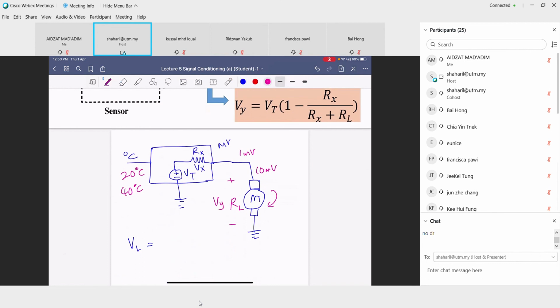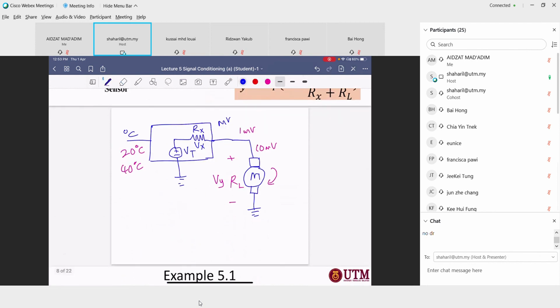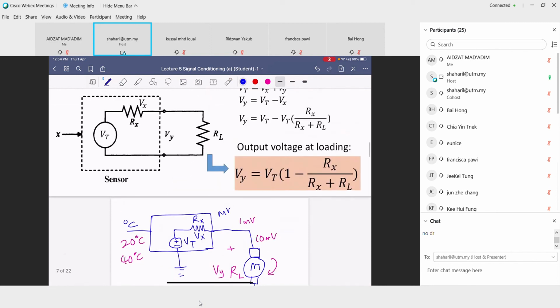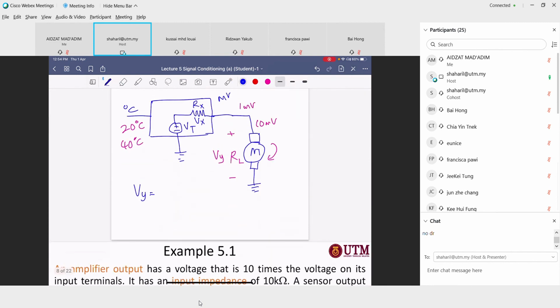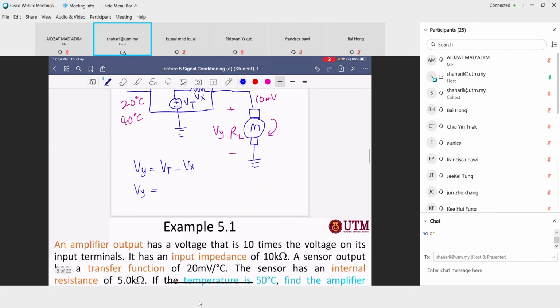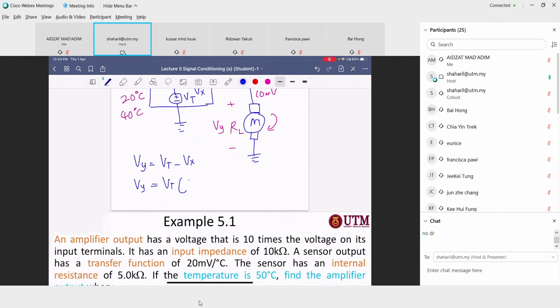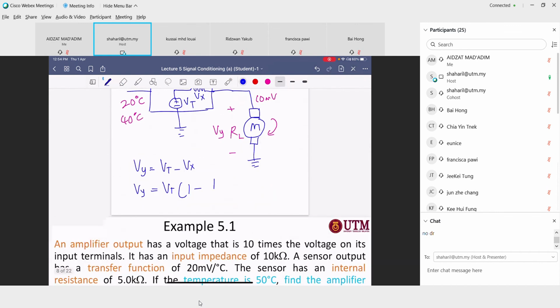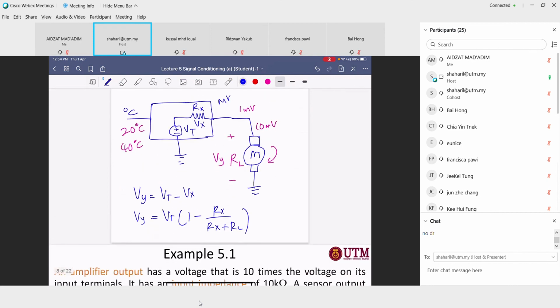So this one is Vy, Vx. Then this one will be equal to Vy equal to Vt minus Vx. Then you will get Vy equal to Vt times 1, Rx over Rx plus Rx. Okay, so how to get the equation, I don't want to discuss in detail.